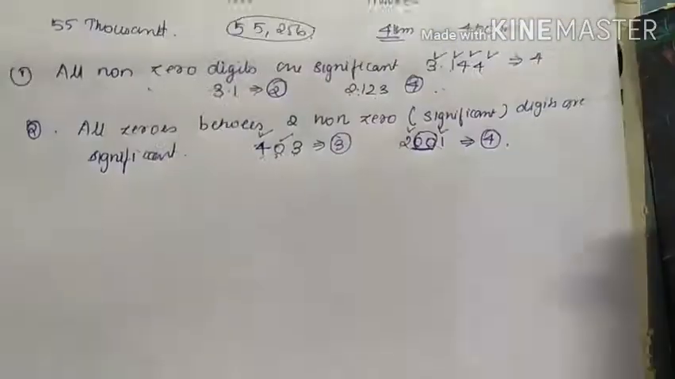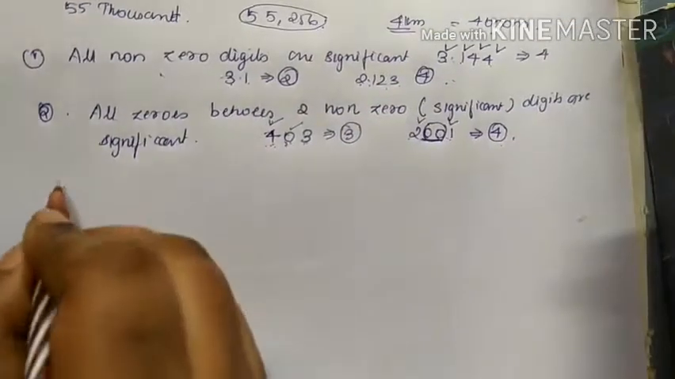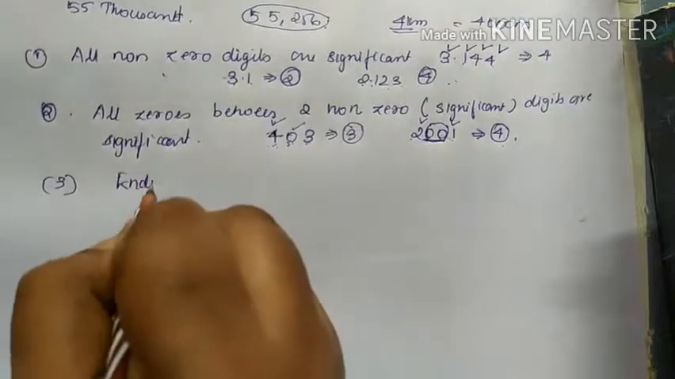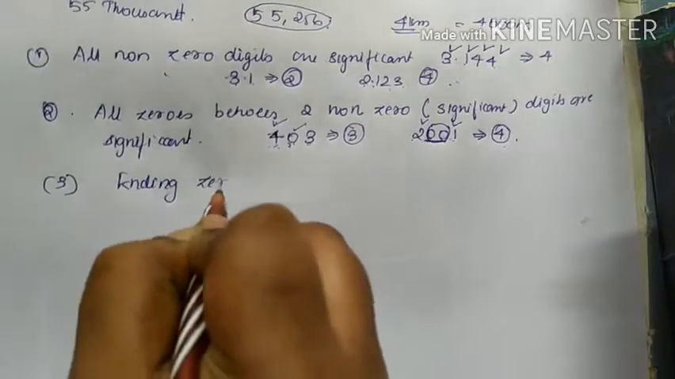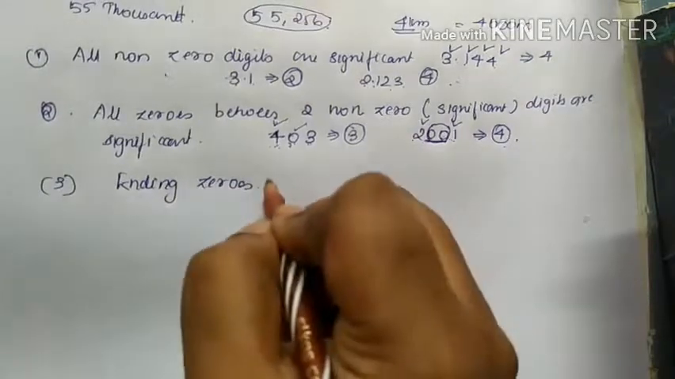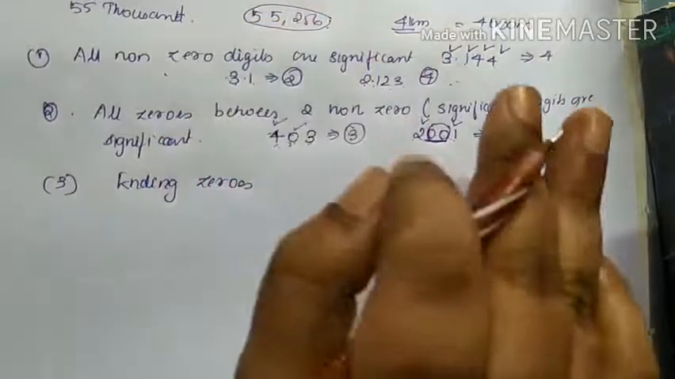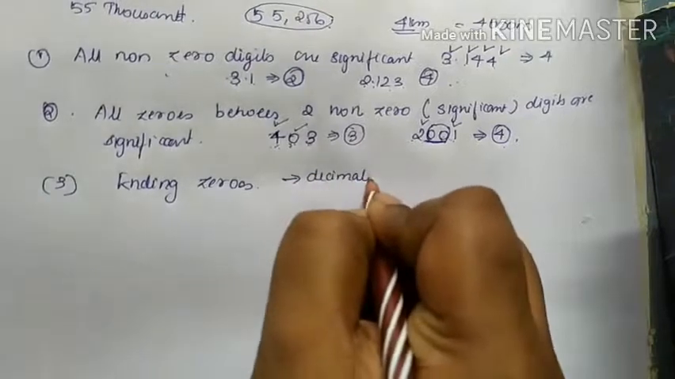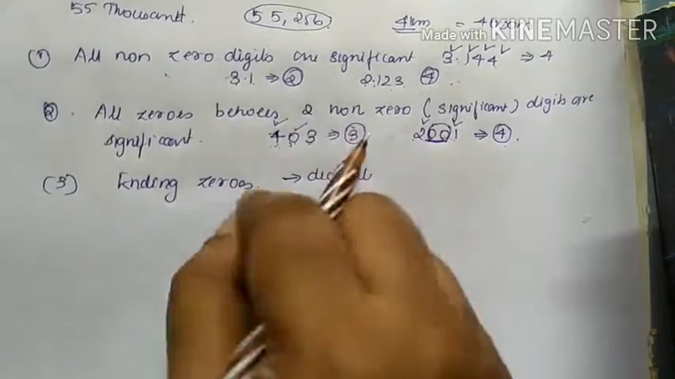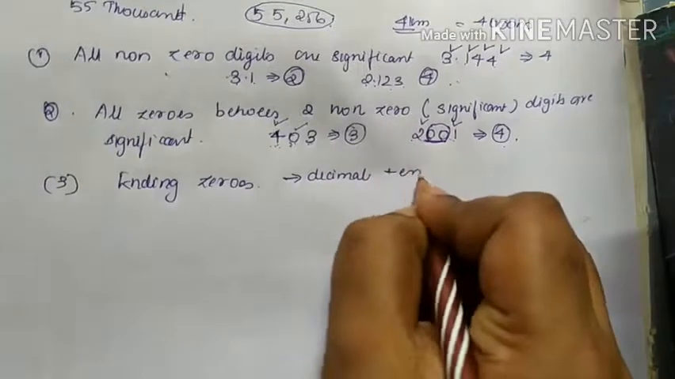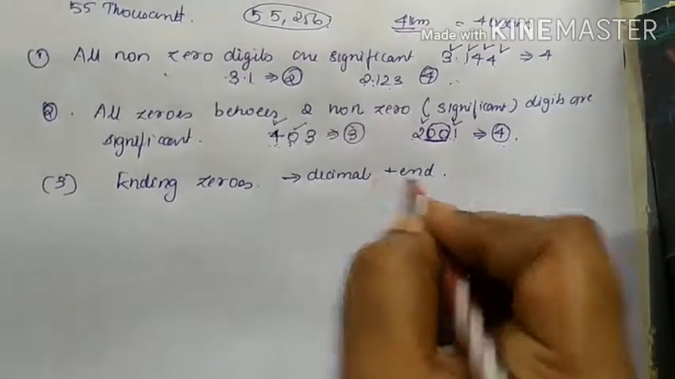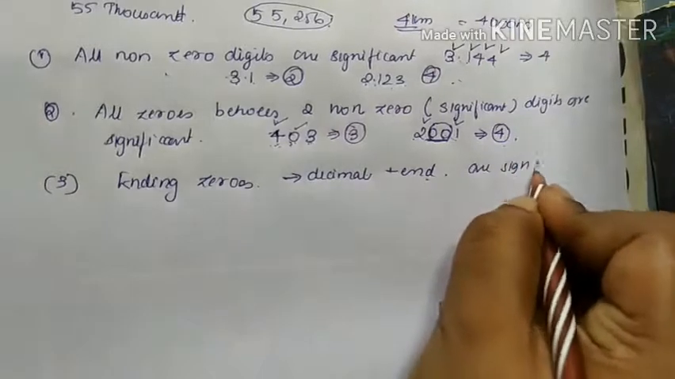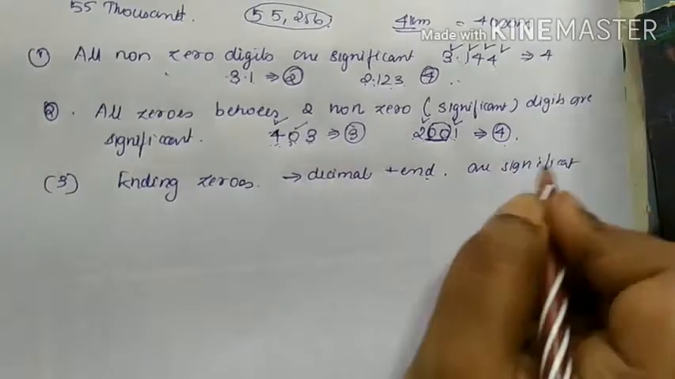Now let's move on to the third rule, that is ending zeros. Ending zeros are not significant unless a decimal is present. In a decimal number, all the ending zeros are significant, so the decimal should be there. I hope you understand, guys. I'll give you an example for it.